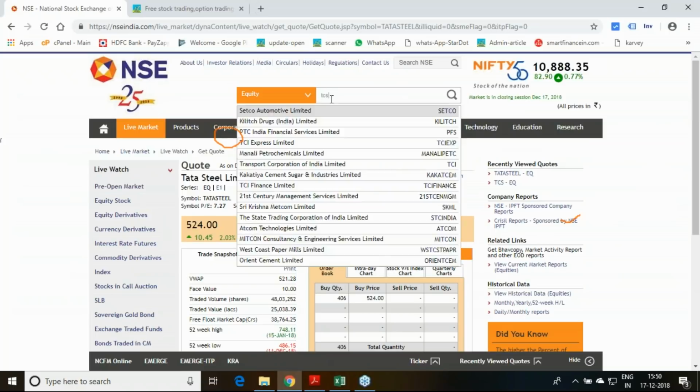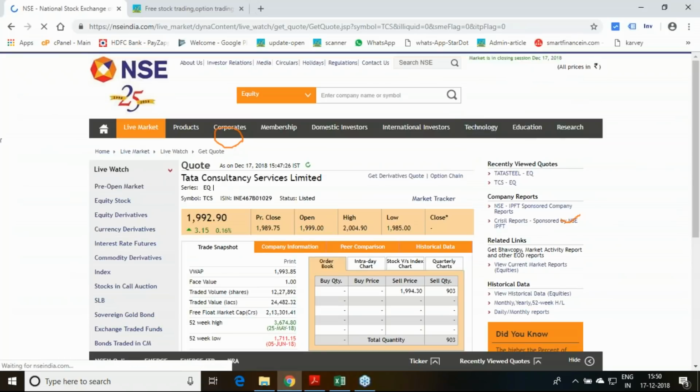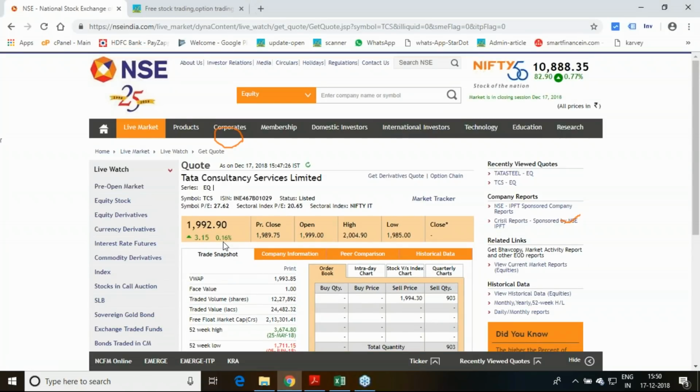So TCS, if I am just looking into that, only a minor 3 rupees movement happened. Though it was a gap of opening, it has not maintained that gap of opening. It has made a low of 1985. So it has gone negative during the day as compared to the closing of Friday, and at day end it is just closing 0.16% positive. It's a very minor uptrend closing.